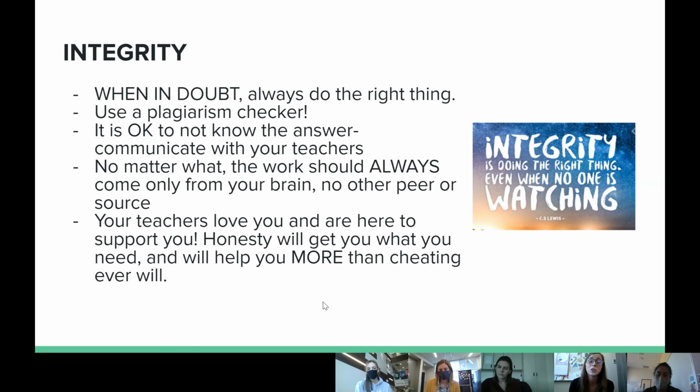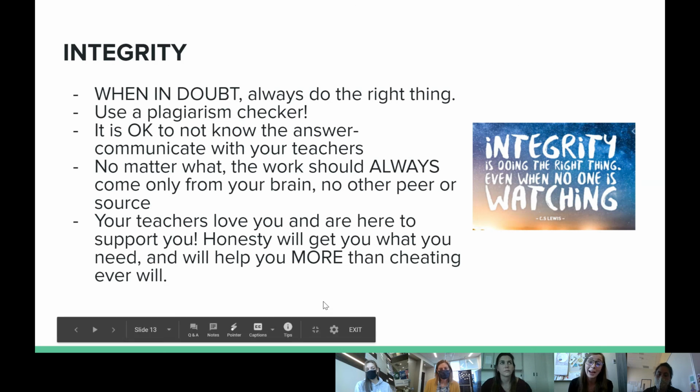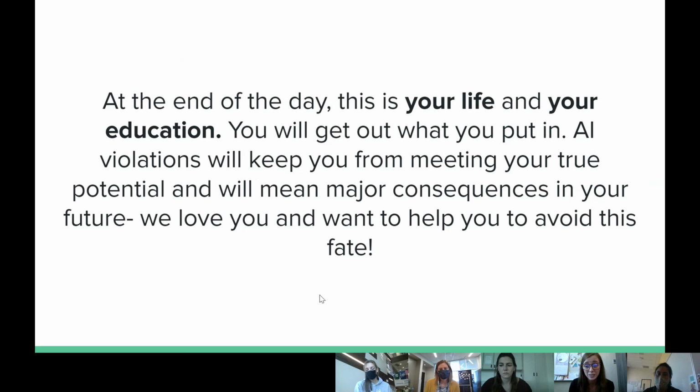No matter what, the work should always come only from your brain and no other peer or source. That is going to be the best way to ensure that your teachers have the information they need to support you where you're at so that you can grow in their class. Your teachers love you and are here for you, and we want to support you. Honesty will get you what you need and will help you more than cheating ever will. Because at the end of the day, friends, this is your life and your education. You're going to get out what you put in. Academic integrity violations will keep you from meeting your true potential and will mean major consequences now and in your future. We want to help you avoid this fate because we love you.